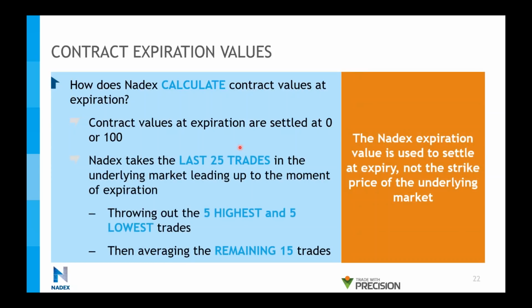All right, what's the algorithm? Nadex takes the last 25 trades in the underlying market leading up to the moment of expiration. They throw out the 5 highest and 5 lowest trades. That's a common method used in statistics. You want to get rid of those crazy outliers. And then they average the remaining 15 trades. That's the value with which the contracts are being settled.